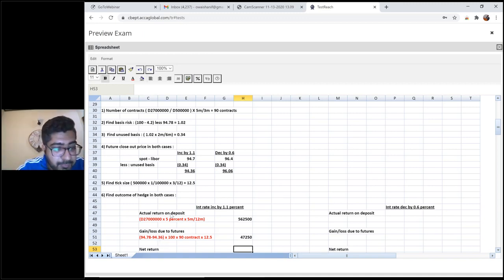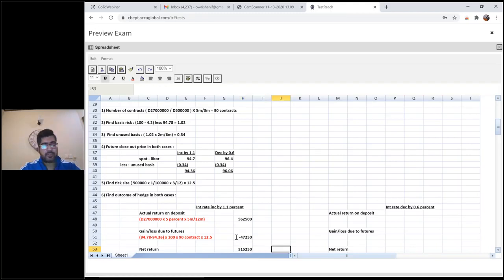If you buy something at 94.78 and sell for 94.36 less, is it a gain or a loss? Loss. Loss will be added or deducted? A loss will reduce our return, therefore deduct it. Your net return will be 515,250.